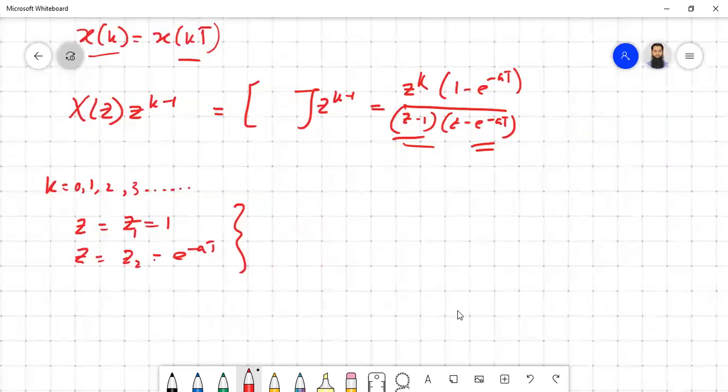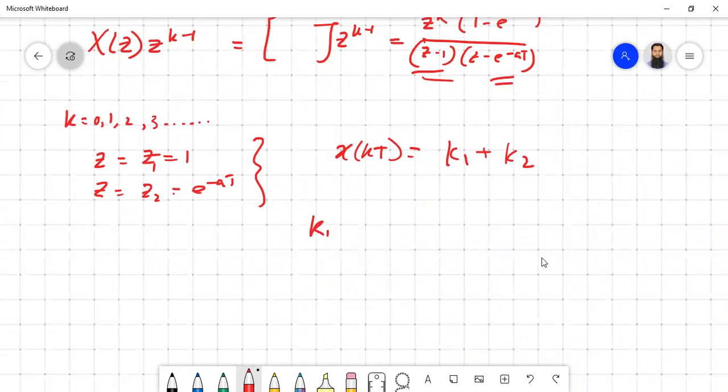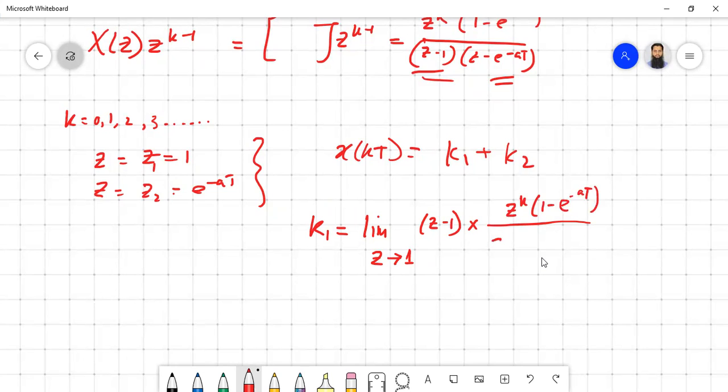Now, using the formula for simple poles, we can write that x(kT) is simply K1 plus K2. K1 is the residue of the first pole, and K2 is the residue of the second pole. Both are simple poles, so K1 is the limit as z tends to 1 of (z minus 1) multiplied by z to the power k (1 minus e to the power minus aT) divided by (z minus 1)(z minus e to the power minus aT). The (z minus 1) cancels out, then setting z equal to 1, the remaining factors cancel each other with a magnitude of 1. So K1 is 1.